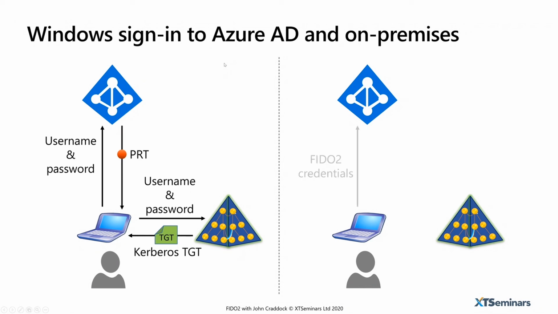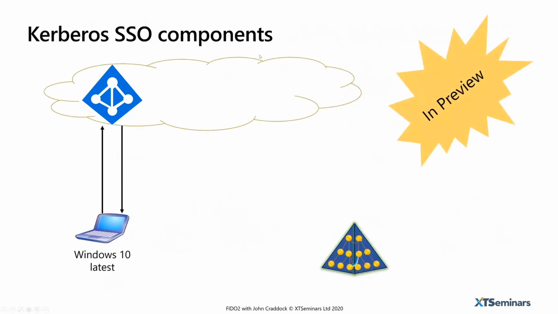But if we use a FIDO2 key, what we get back is a PRT. But we've got no username and password to actually get our hands on a TGT. So we cannot get a TGT for access to on-prem. But there's a solution for that. And this is in preview at the moment. And there's a number of things we need.